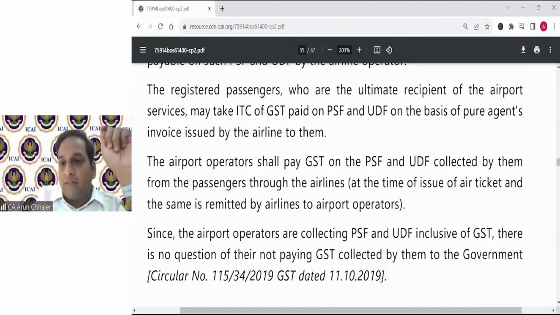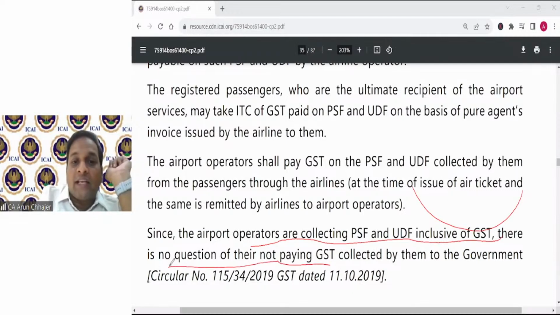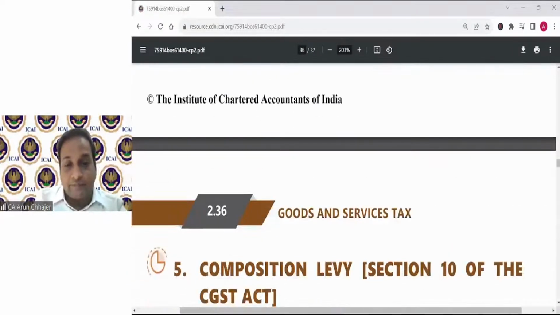So now, they have collected 1,050. So they will remit the same to the Airport Authority of India. Since the airport operator is collecting inclusive of tax, there is no question of their not paying the GST collected by them to the government. Obviously, they are paying the taxes on them.